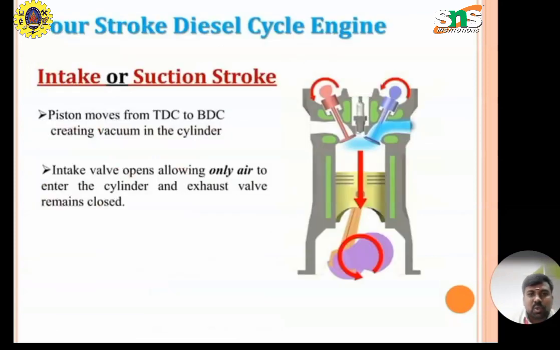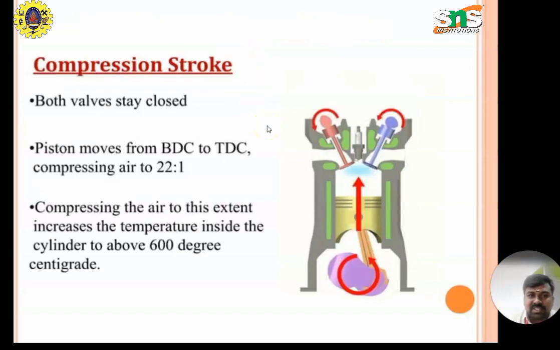So this is the 4-stroke diesel engine cycle. There are 4 strokes. The first one is the intake or suction stroke. During the suction stroke, the piston moves from the top dead center to the bottom dead center, creating a vacuum inside the cylinder. The intake valve opens, allowing only air to enter the cylinder, and the exhaust valve remains closed during the suction stroke. The next stroke is the compression stroke.